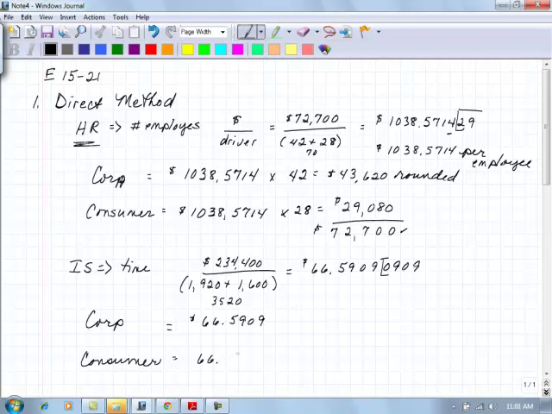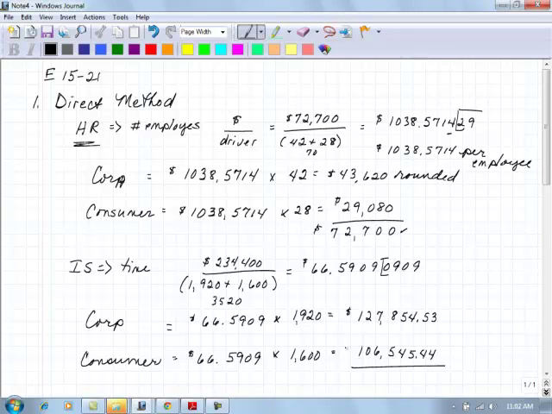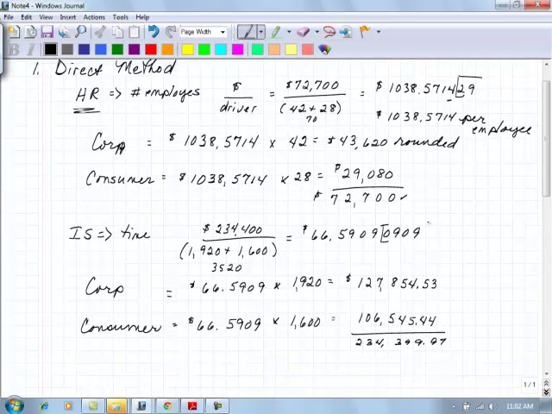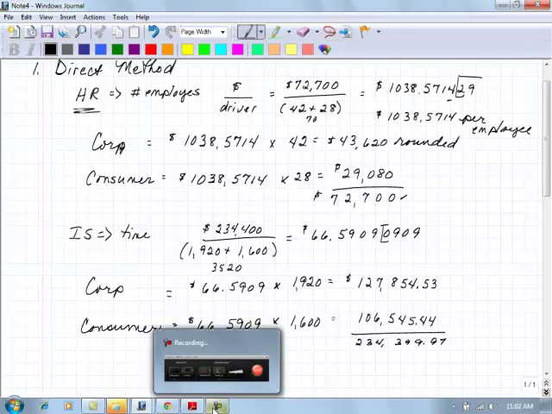And there's my rate. And then our driver, corp, had 1920 minutes. And consumer had 1,600. And notice with this, even though we carried it to four digits, we're still a little bit off, which is fine when you're looking at this volume of numbers. 234,399.97. Funky looking. But that is our direct method, and notice that we did ignore the other supporting departments. We did not deal with them at all. They receive none of the cost.